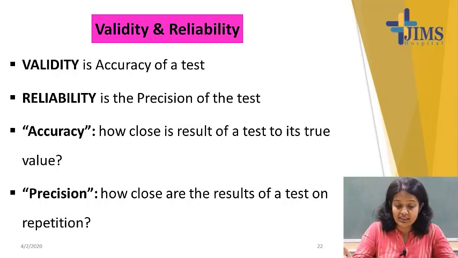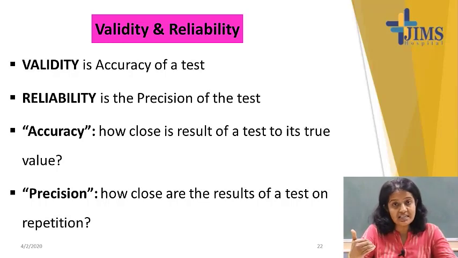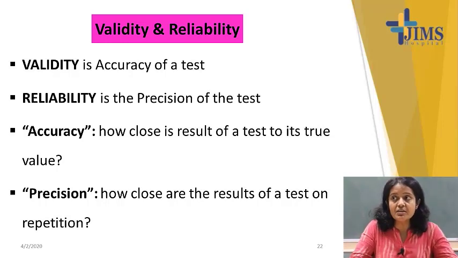And another term is reliability. We are all very used to the term reliability. How reliable is this person? That is the precision of the test. What is the meaning of precision? That is how close the results of a test are on repetition several times. We have measured the fasting blood sugar 10 times, and the values are within a specific range, between 123 and 133. So we can say that these are repeating several times. We can say that it is precise. Reliability or repeatability is there.